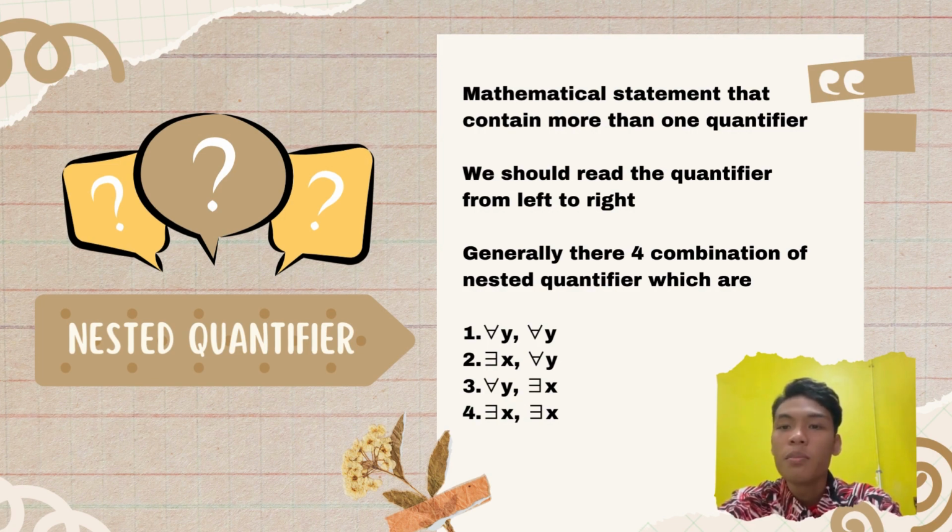A nested quantifier is a mathematical statement that contains more than one quantifier, which means that there are two or more quantifiers in a statement. In a mathematical statement, we should read the quantifiers from left to right. Generally, there are 4 combinations of nested quantifier, which are first, for all and for all, second, for some and for all, third, for all and for some, and lastly, for some and for some.